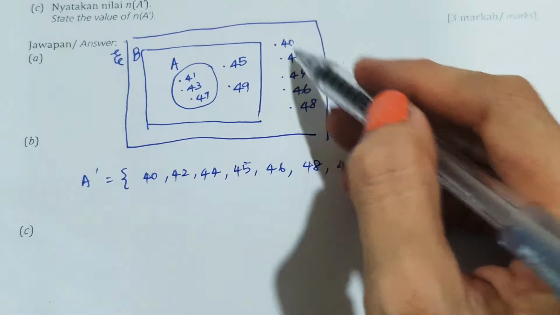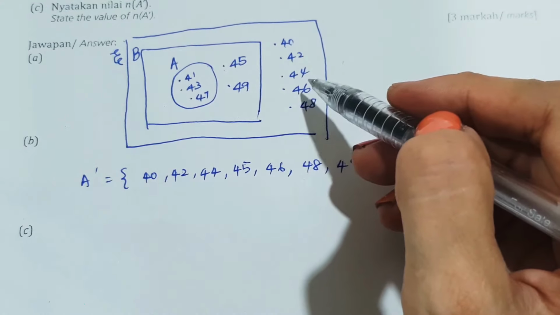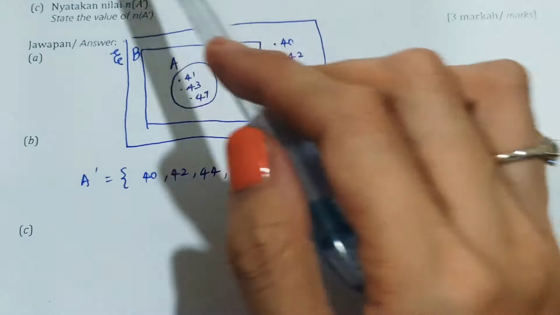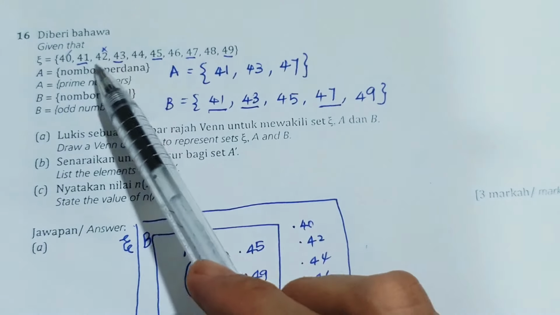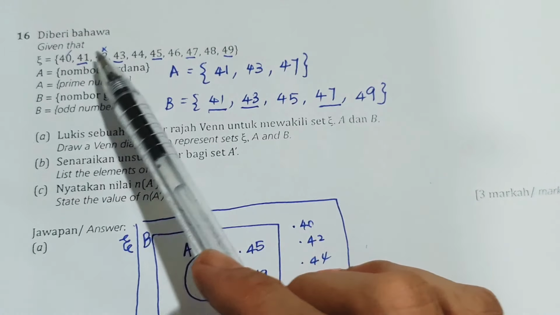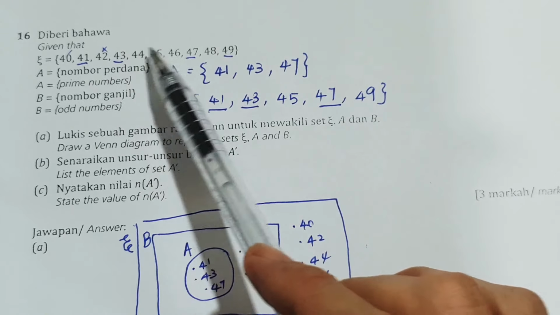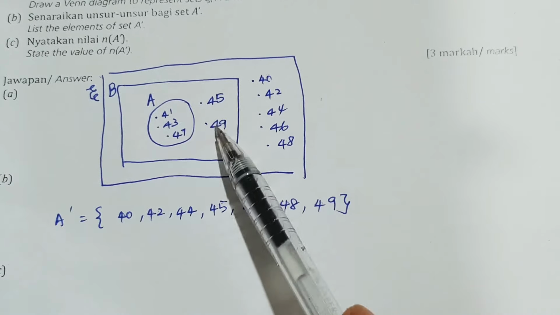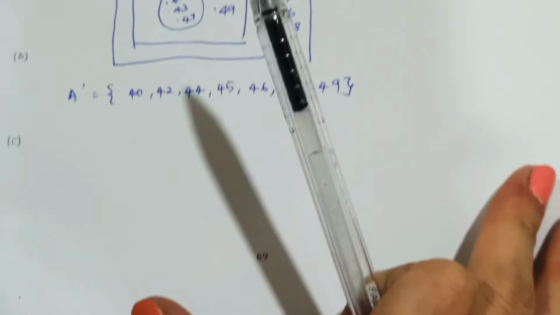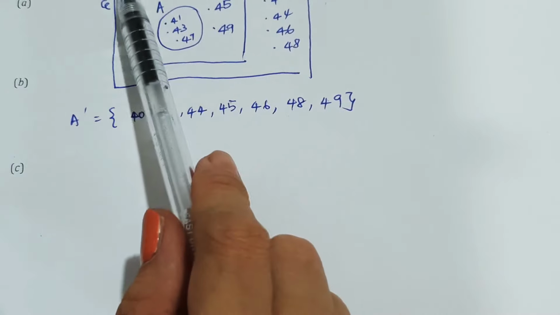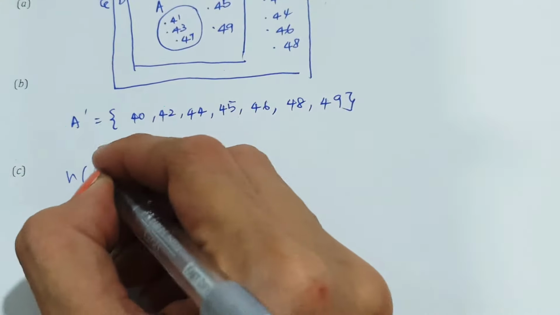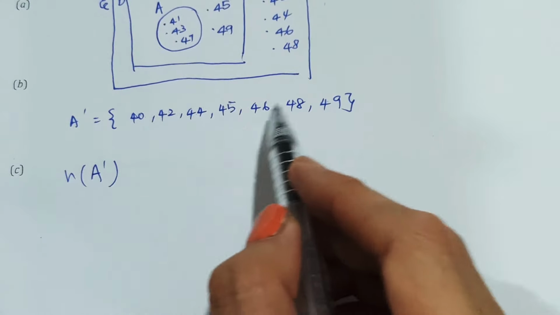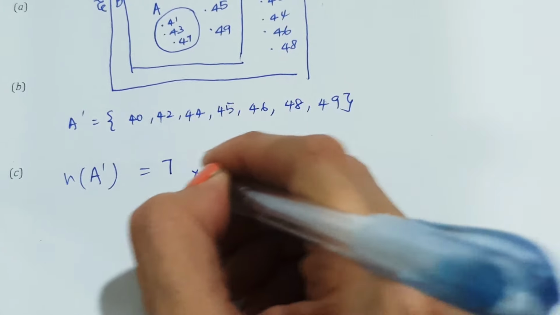I actually copied from here, and I have the habit of writing in ascending order. Just want to make sure I have written all the numbers in the Venn diagram. So let's count from the original question. 1, 2, 3, 4, 5, 6, 7, 8, 9, 10. 10 numbers. All in. Okay, done. Next, we have to state the number of elements in complement A. That means not A, count here. 1, 2, 3, 4, 5, 6, 7. So the answer is 7.